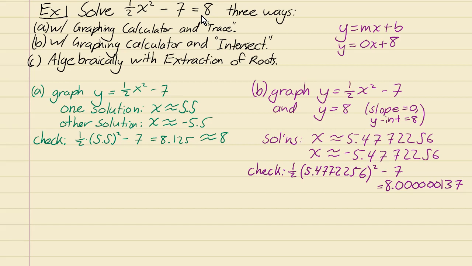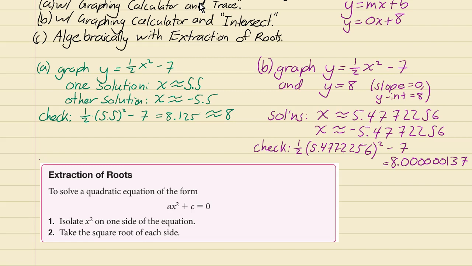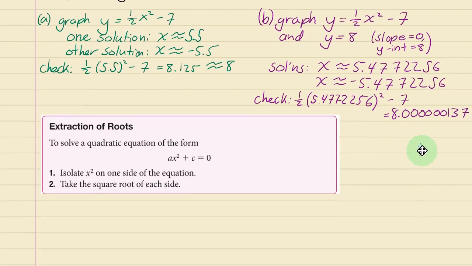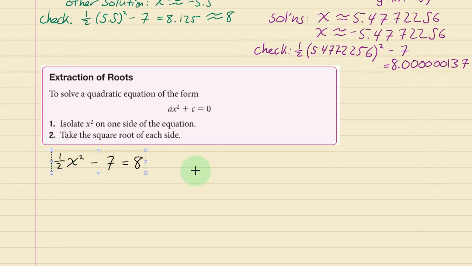So here's a way we can do it exactly. This method is called extraction of roots. And here are the steps I just copied out of the book. So we're going to take our equation from right here and notice that it is of this form. We have a number times x squared plus negative 7 equals 8. Oh, it's not quite of that form yet. That's okay. We can still follow the steps. We can start by getting the x squared by itself. Isolate that on one side of the equation.